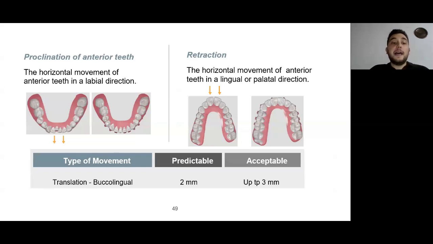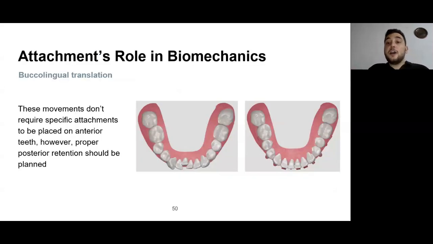The same applies for buccolingual translation for anterior teeth, whether we're talking about proclination or retraction of the anterior teeth, the horizontal movement in a labial direction, or a lingual direction in case of retraction. Similarly, the predictable amount is 2 to 3 millimeters. We can get an acceptable amount up to 3 millimeters of retraction. And regarding the attachment role, while we might not require a certain type of attachment on the anterior teeth that are being proclined or retroclined, it's always important to provide anchorage by adding attachments on the posterior teeth. So posterior retention should be planned.